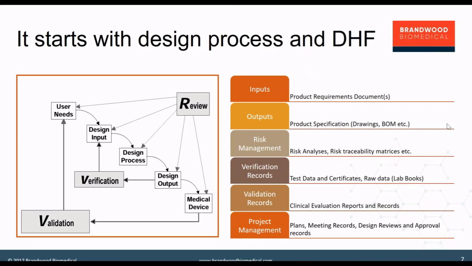Another specificity of the DHF is that it will include all your project management records. So again, all the plans which have been produced as part of that process, such as who's going to be involved, what artifacts have to be produced as part of the product development process, all your meeting records, the records of design reviews as highlighted on this diagram here, and the approval of the inputs and outputs at all stages. So the DHF will also include all the project management records here.